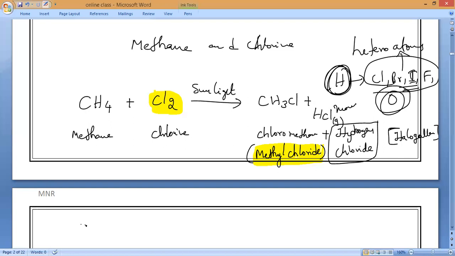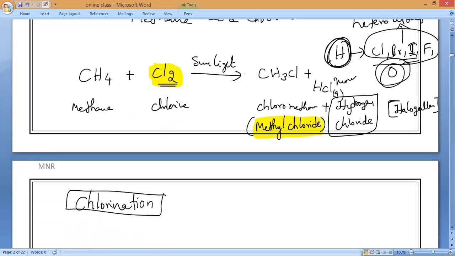What is the example of substitution reaction? Chlorination reaction. All of you remember that. So chlorination reaction, that is what? Replacing hydrogen with chlorine. So you can write this example. Here, how many hydrogens are replaced? Anybody can tell? Formation of chloromethane.